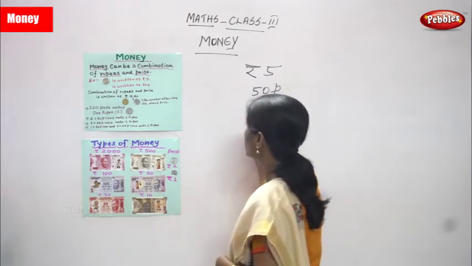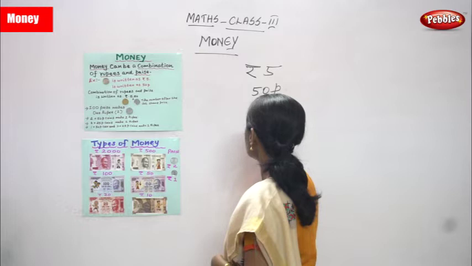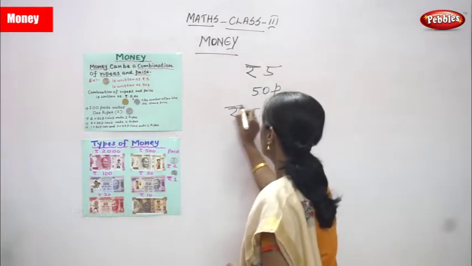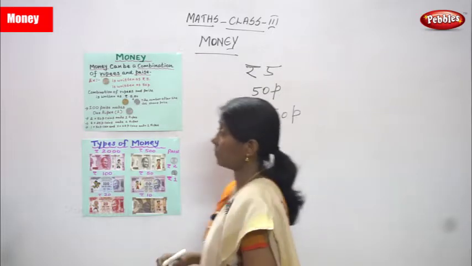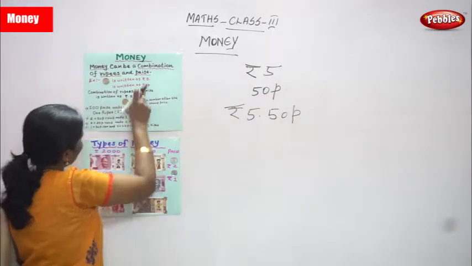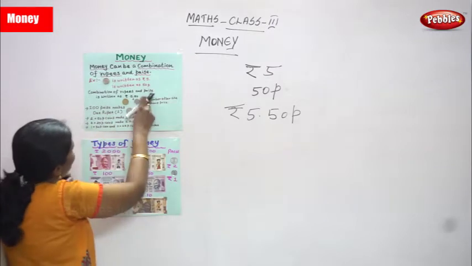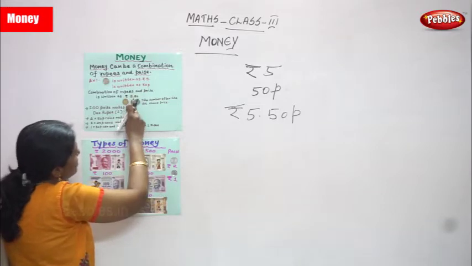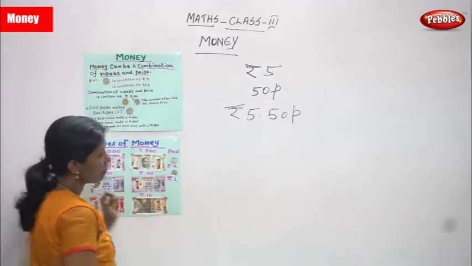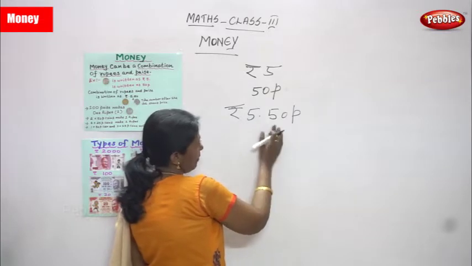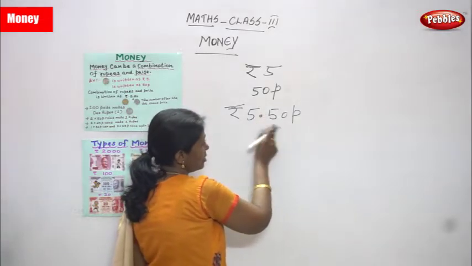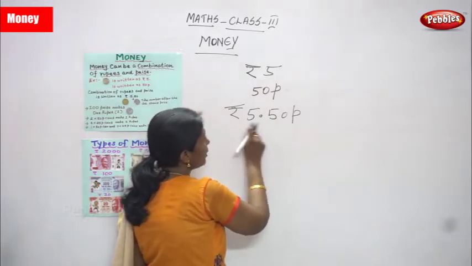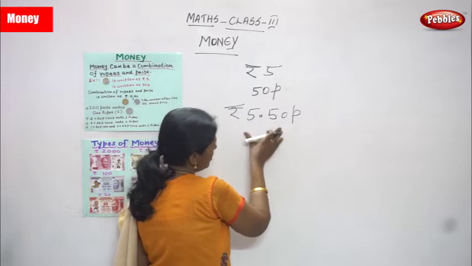So if you want to combine 5 rupees, 50 paise together, how are you going to write it? You have to write 5 rupees, 50 paise. Combination of rupees and paise is written as rupees, 5 rupees, like this. Put a point, because this dot segregates the money and the paise. You have to write 5 rupees 50 paise in this way only.